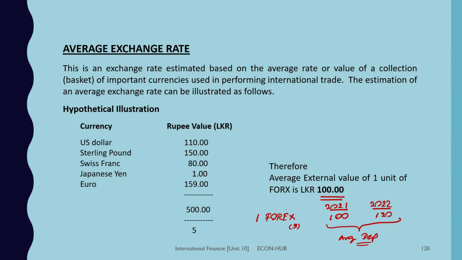The simple average method gives equal importance to all the currencies. Now, in terms of international trade for Sri Lanka, are the US dollar and the Swiss franc equally important, or is the dollar more important? Do we do more trade with the dollar, or with the Swiss franc? Is it the same, or is the dollar more important to us? Quickly, I want a response.